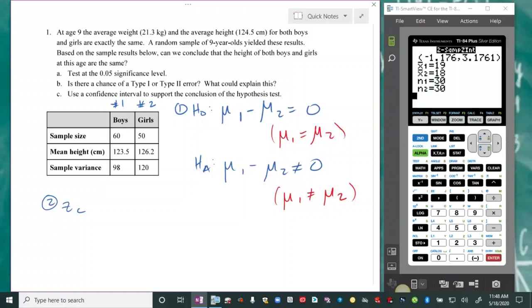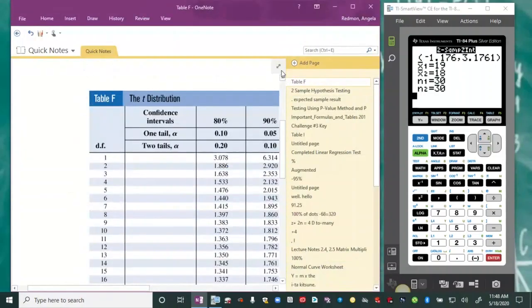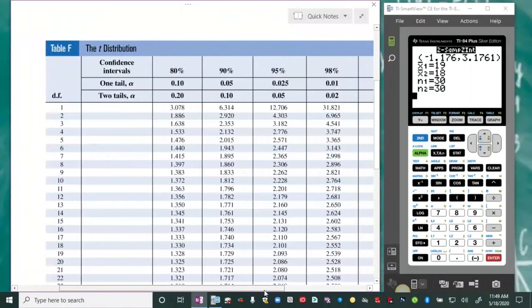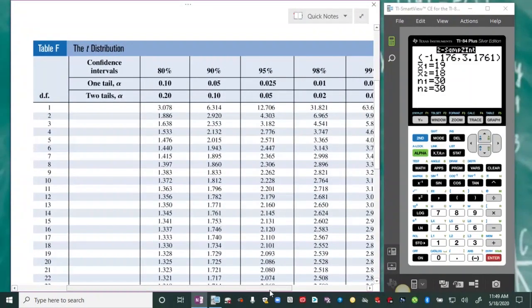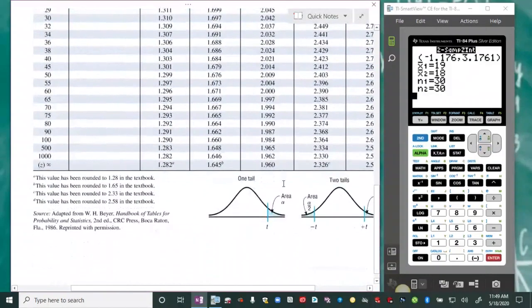As I look for my critical value, I need to go to table F, which I've got up here. There's table F. This is a two-tail test, and I'm testing this at 0.05. So two tails, 0.05. We're going to test this with a z under the normal curve, so I go all the way to the bottom, and I get 1.96. So plus or minus 1.96.